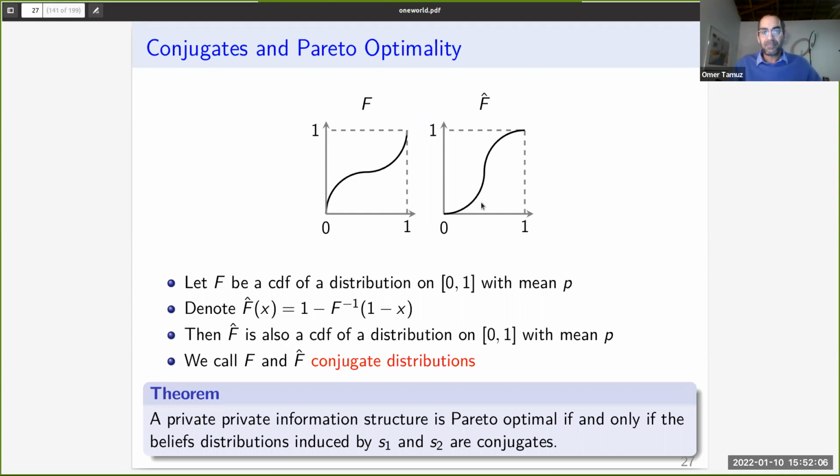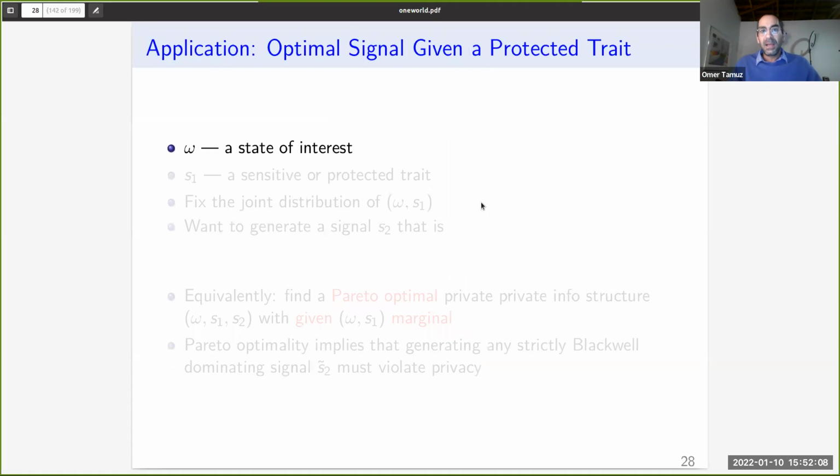So I'll get to that in a bit. I'll get to that now. So we're going to have, this is back to this optimal private disclosure. We're going to have omega, the state. We're going to have S1 as some sensitive or protected trait. We're going to fix the distribution of omega and S1.